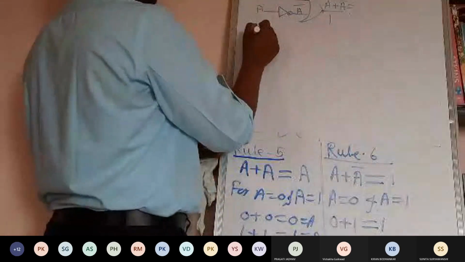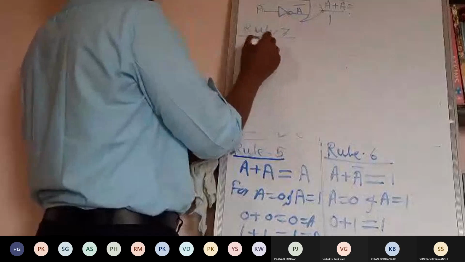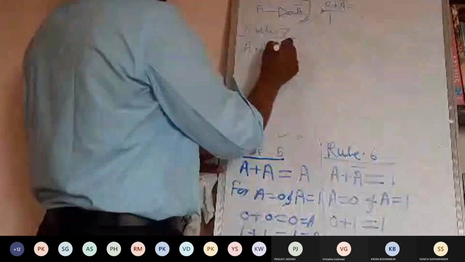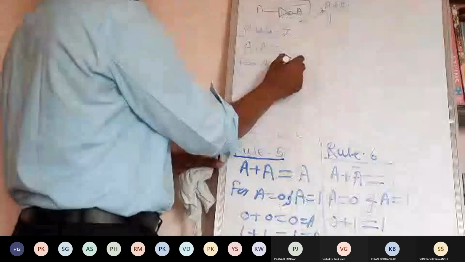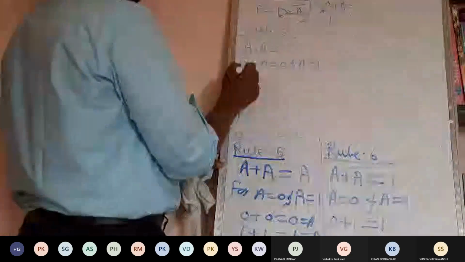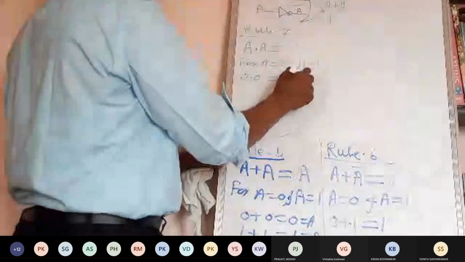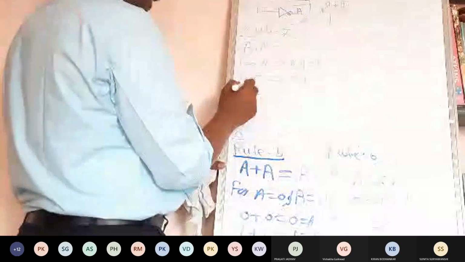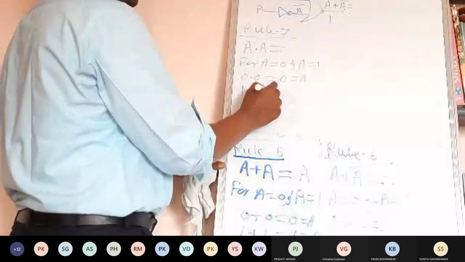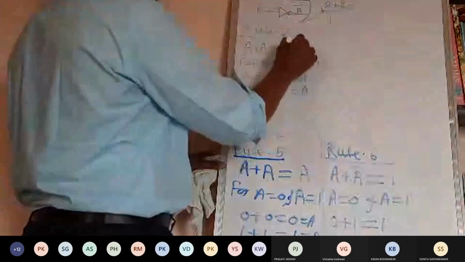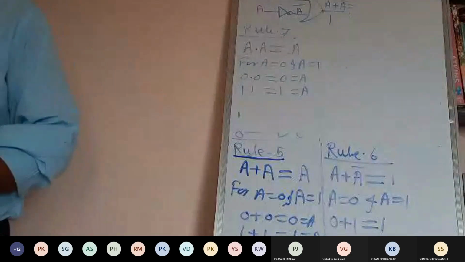Rule number 7, A into A, it is equal to A. See again, for A is equal to 0 and A is equal to 1. If we put A is equal to 0, then 0 into 0 is equal to 0, that is equal to A. Right? And if I put A is equal to 1, then 1 into 1 is equal to 1, that is also equal to A. It means that A into A is equal to A.